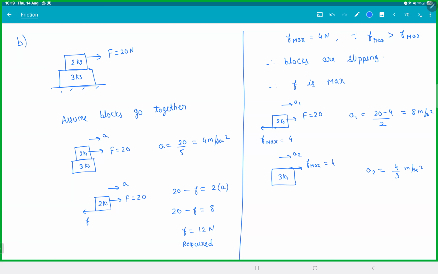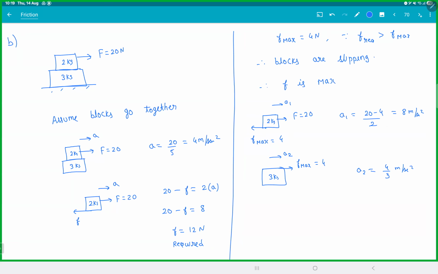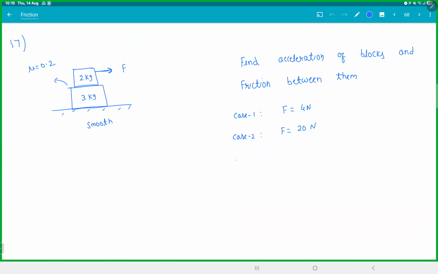Are these steps clear, everyone? You can do that. That also works. Srihari, you can do that also. Try and see. Clear with this? So in this question, I can add one more: find F max so that blocks go together. Let you guys try this.